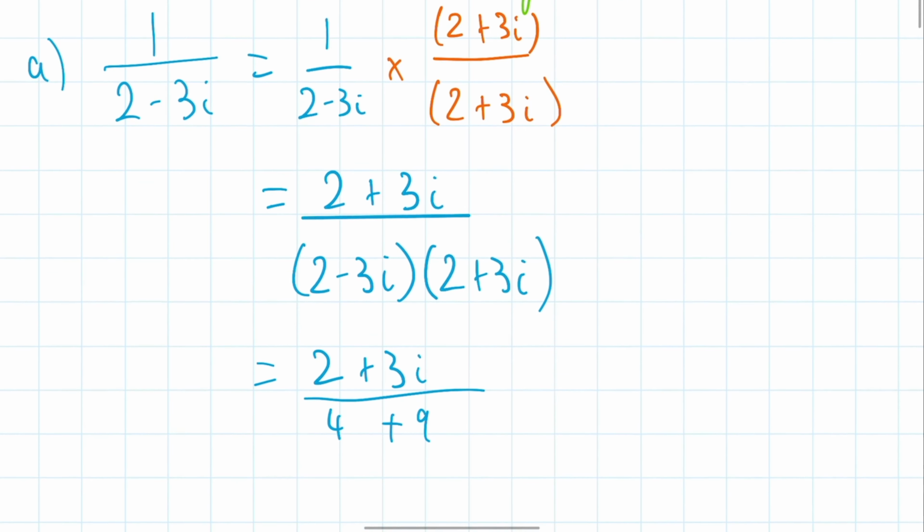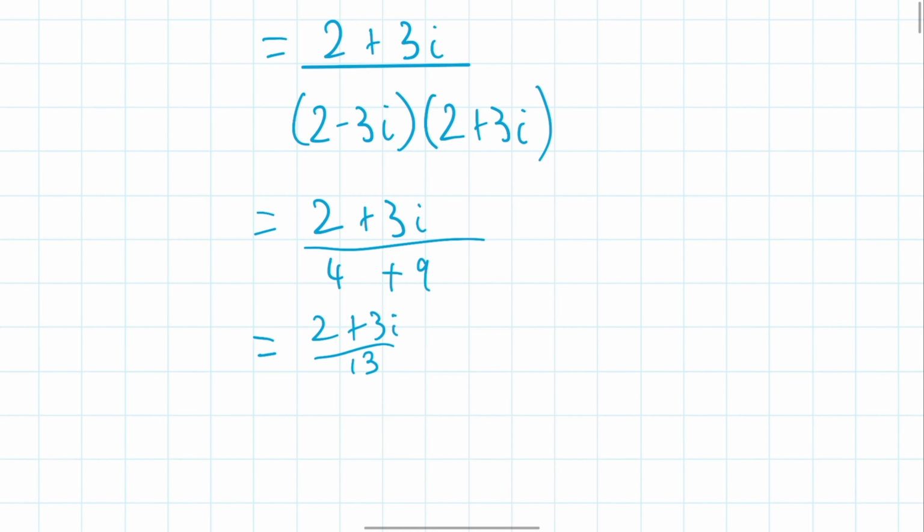So my final answer here is going to be equal to 2 plus 3i all over 13. The question wanted me to express this as a plus bi, so my final answer can look like 1 over 13 outside of 2 plus 3i. That is a neat, fully simplified solution to part A.